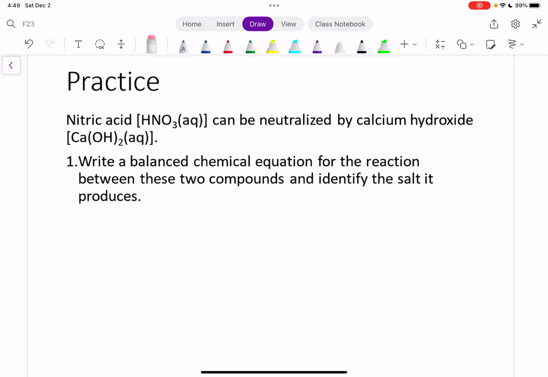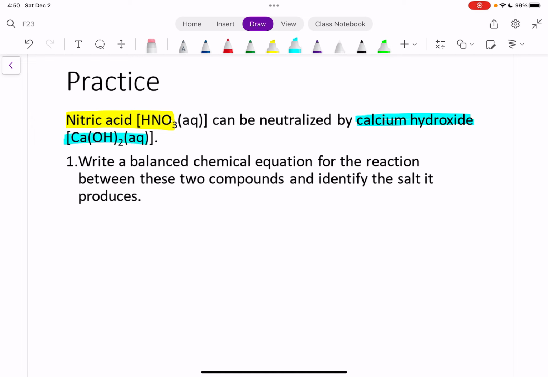So far, I've had you balance equations, but I haven't actually had you write out your own chemical reactions. So this says nitric acid, which is HNO3, can be neutralized by calcium hydroxide, or Ca(OH)2. Write a balanced chemical equation for the reaction between these two compounds and identify the salt that it produces. So what are we given? Well, we know we have nitric acid, HNO3, reacting with calcium hydroxide. And actually, let's color code these. So I'll put acids in yellow and bases in blue.